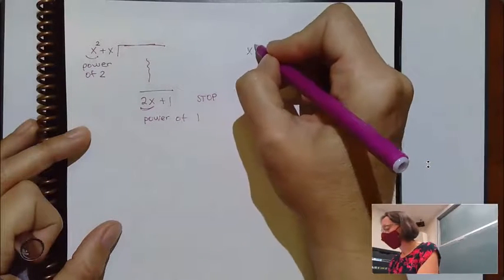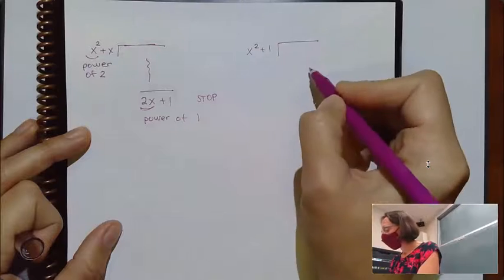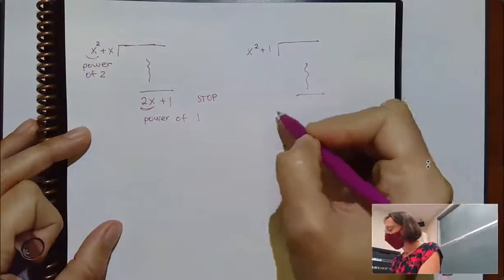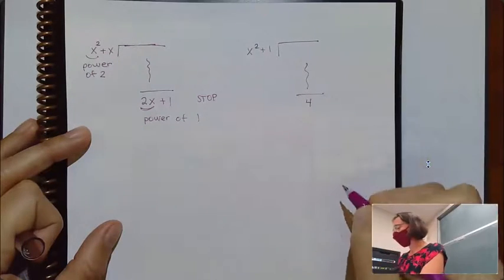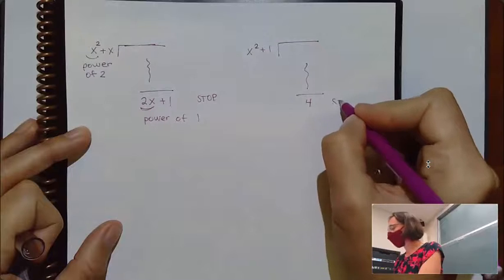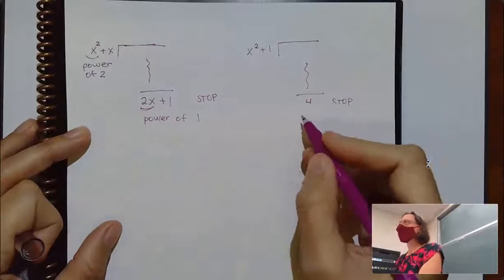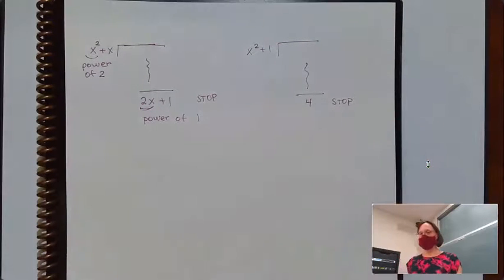For this same problem, it might work out that you get down here and that last term was just a number. Well, for sure, we're also going to stop, because a number is technically like a power of 0.